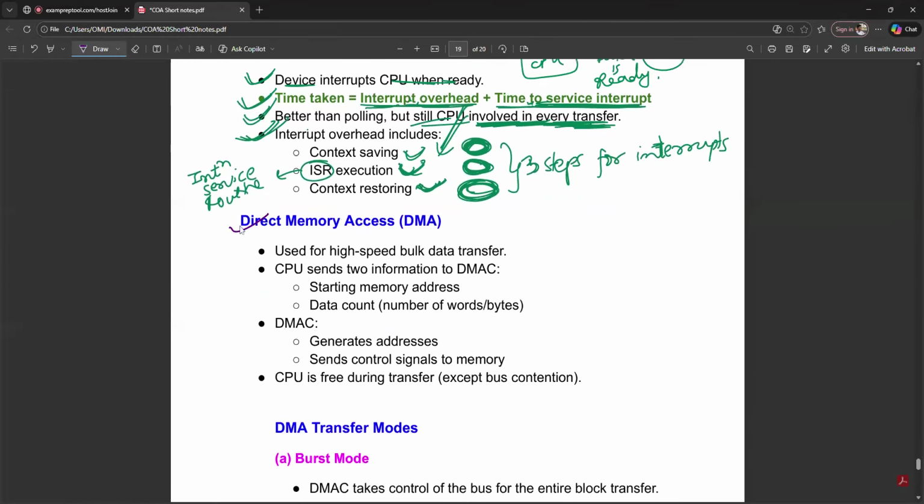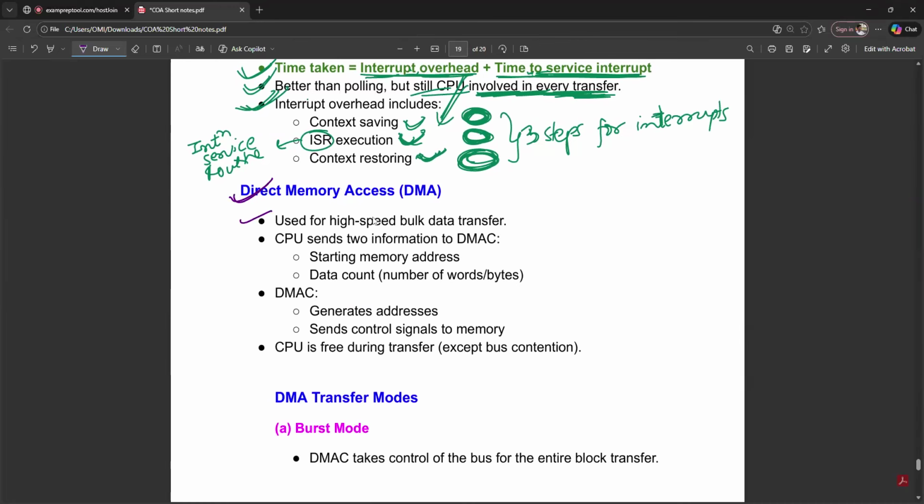Now next one is DMA. It is used for high speed bulk data transfer, right? There is something called a DMA controller, and all the work is done by the DMA controller. The CPU sends two pieces of information: the starting address and the data count, which is the number of words or bytes. Which means from this starting address, how much data it has to transfer.